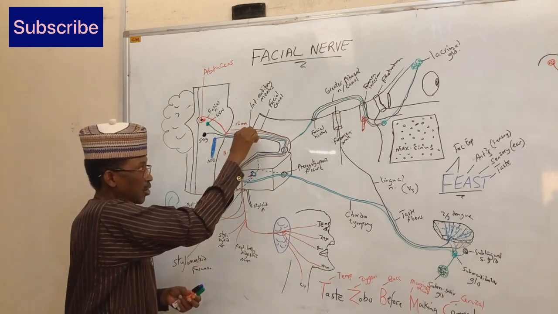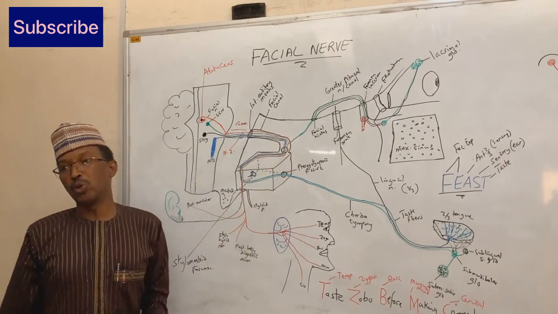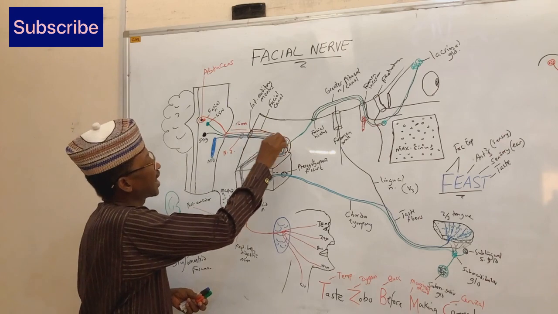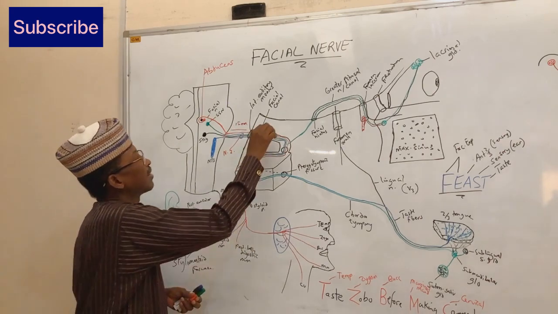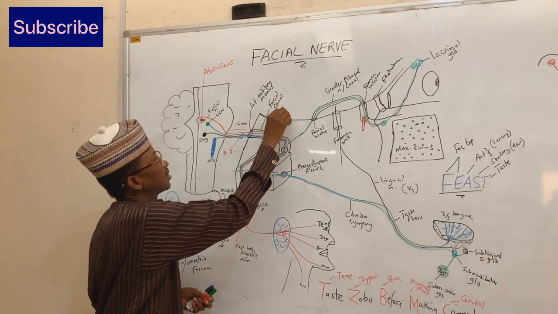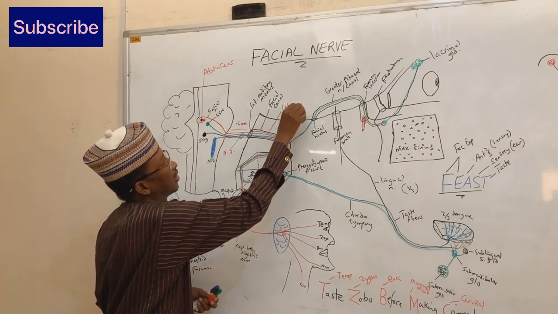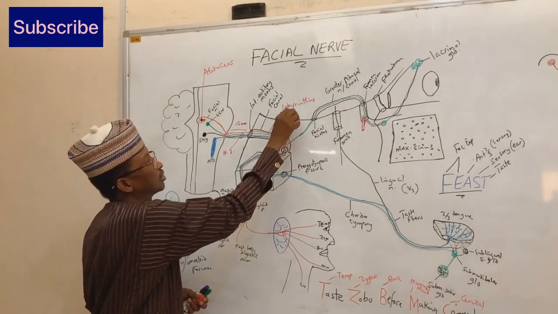So from the internal acoustic meatus, this nerve enters into what we call the facial canal. Okay? So the facial canal has three components. That's what we call the labyrinthine part. This is what we call the labyrinthine portion.